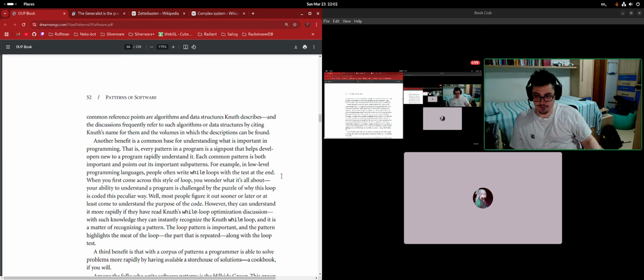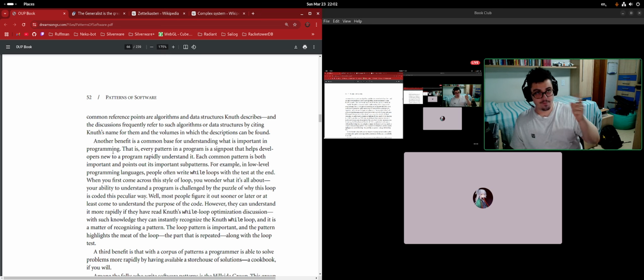Yeah, this is why I wanted to talk about zettelkasting. Another benefit is a common base for understanding what's important in programming. This alludes to two things. There is a differentiation between what is more important and what is less important.